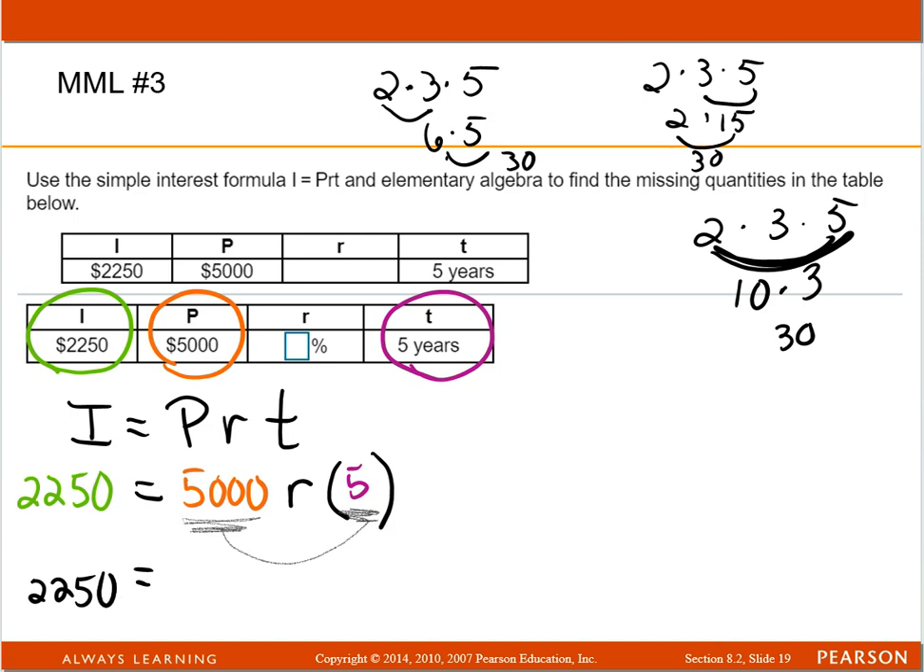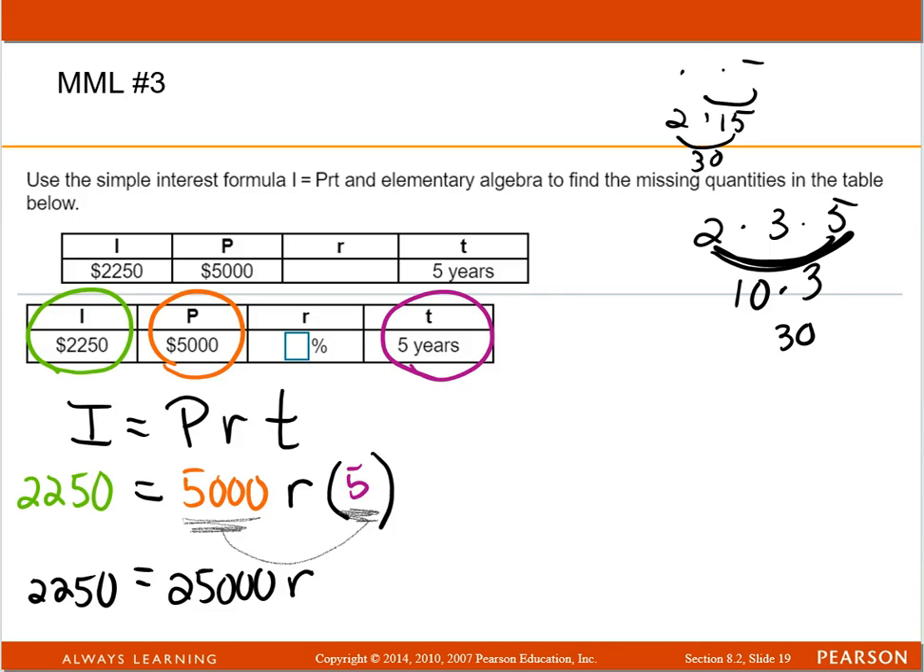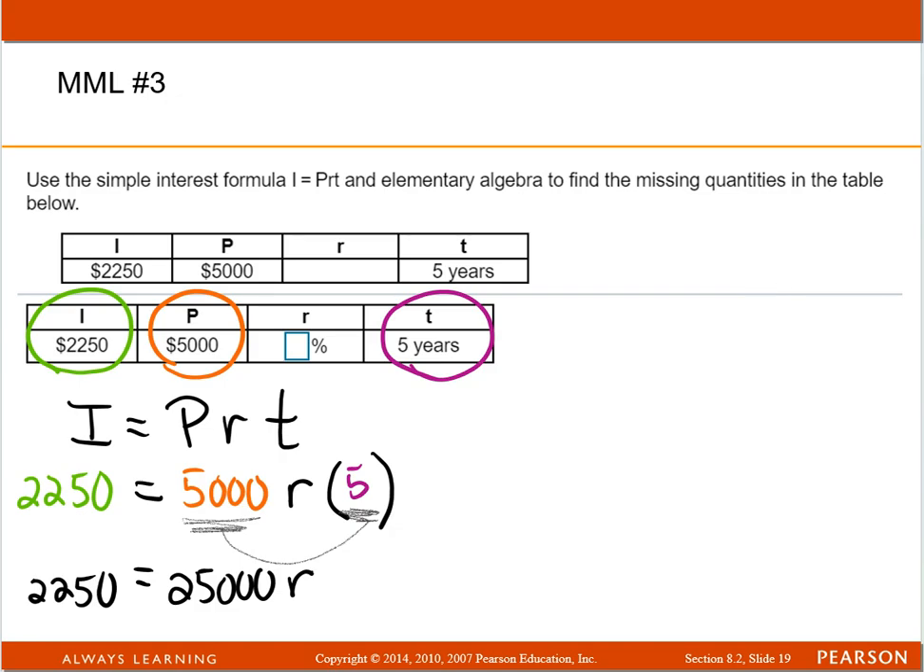And when you take 5,000 times 5, you get 25,000. But that's still times the R. And let me erase this up here for a sec. I need some space. Because now what I have is 25,000 times an R.